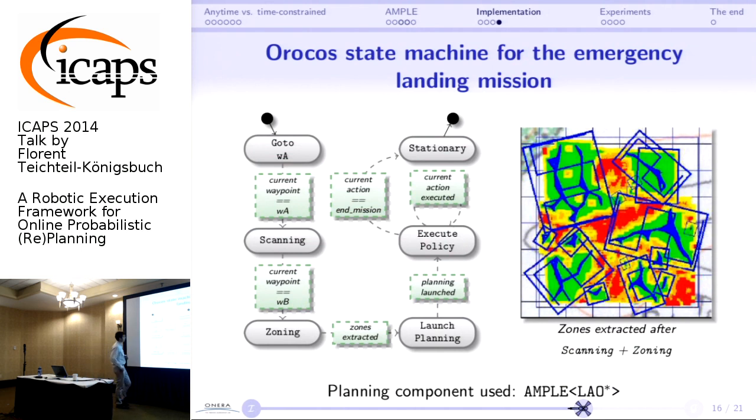And finally, the planning component is just part of a higher finite state machine that indicates how the mission should be processed. So here you have the scanning state, then zoning, and once the zones are extracted, here we launch the planning component, and we execute the policy until the mission is finished. So the planning component here consists of this part.